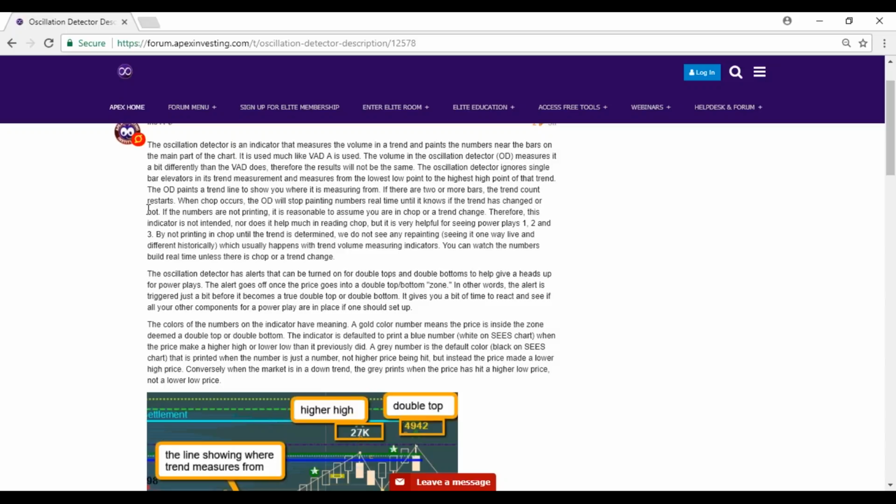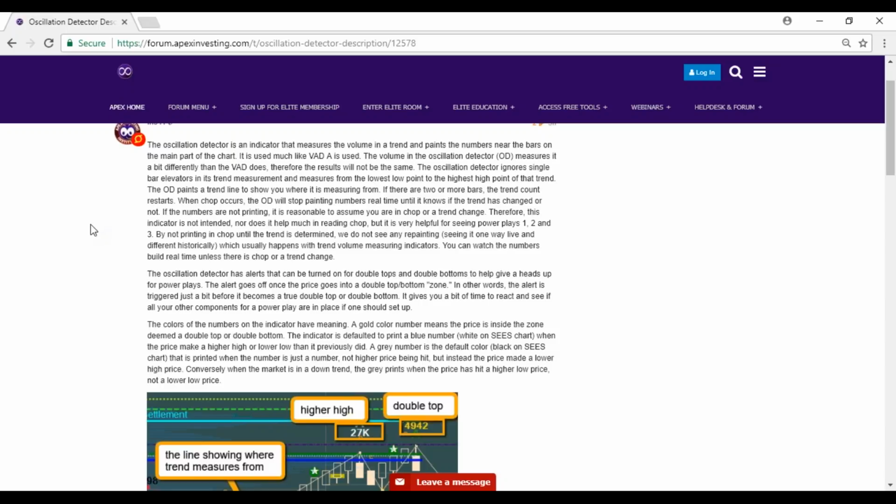Okay, so we don't really utilize the oscillation detector for chop or chop trading, but when you see it stop, like it says, it's reasonable to assume you're in chop. It can very much help you determine chop. It can very much help you determine some trends. We'll talk about that in a minute.